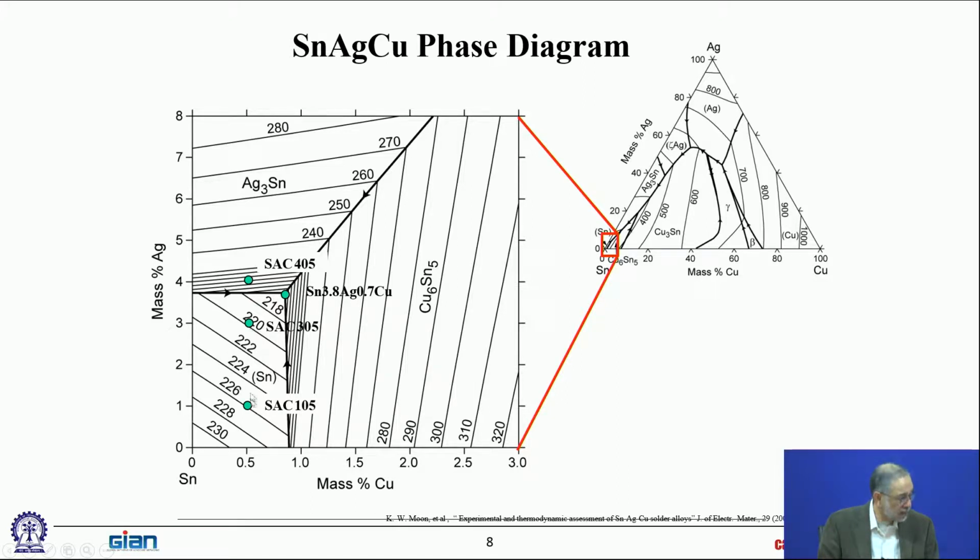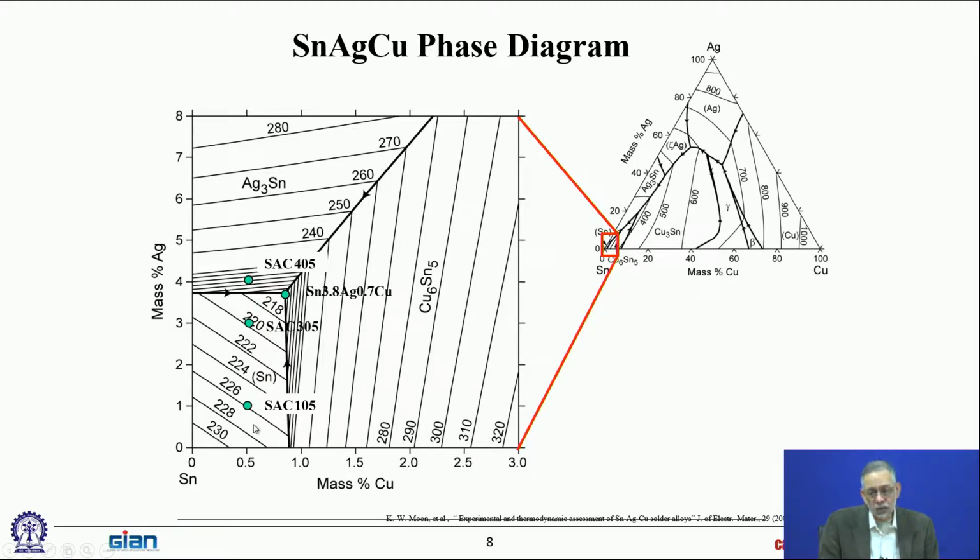So that industry dropped it to about 1% silver, SAC 105, and that stayed around for a long time. Now it's gone down even more. It's about SAC 0.2, so 0.2% silver. So they're dropping silver progressively more and more.